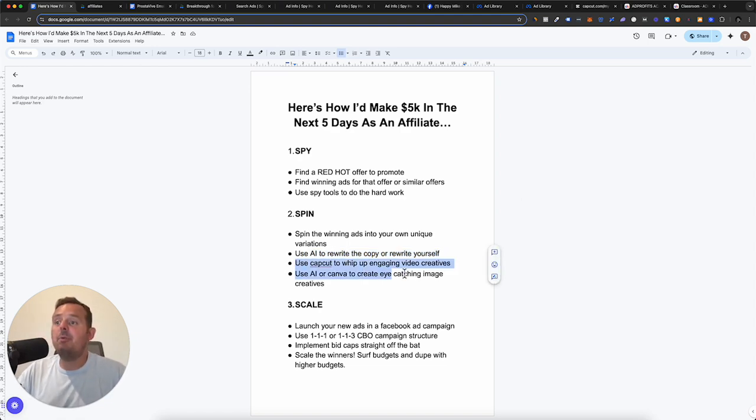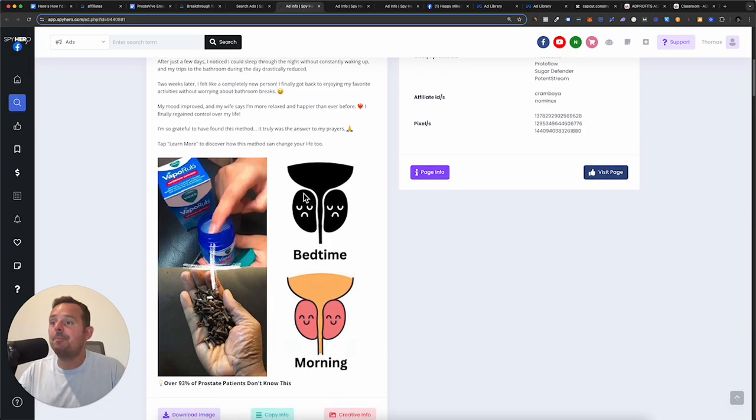Again, you can use CapCut to whip up really good video ad creatives. I'll show you something in a second. And Canva for the images, Midjourney for the images. I mean, anyone who's got a basic design concept or eye, Canva's easy to use. You know those images that we were looking at? This would be super easy in Canva. Like, I can't see why you wouldn't be able to create this in Canva.